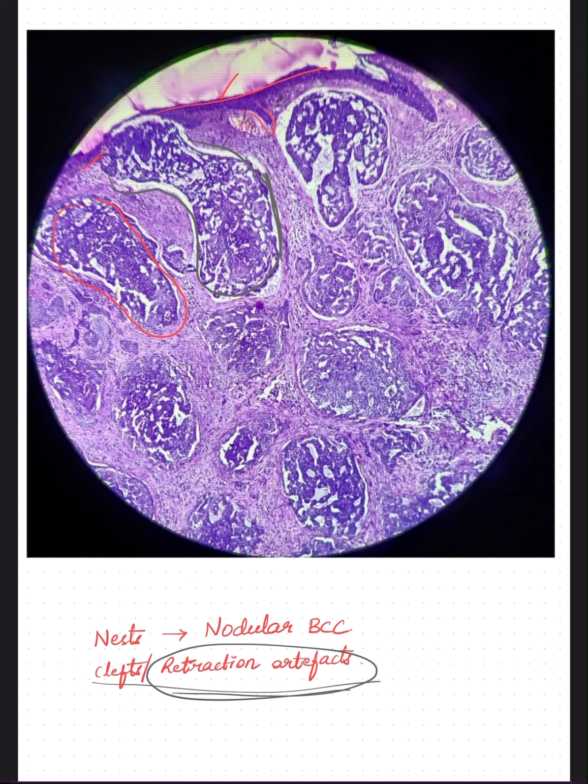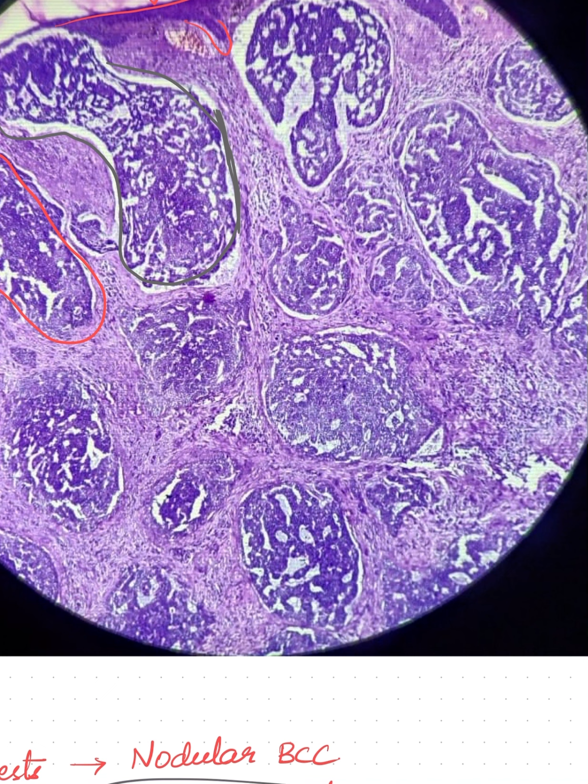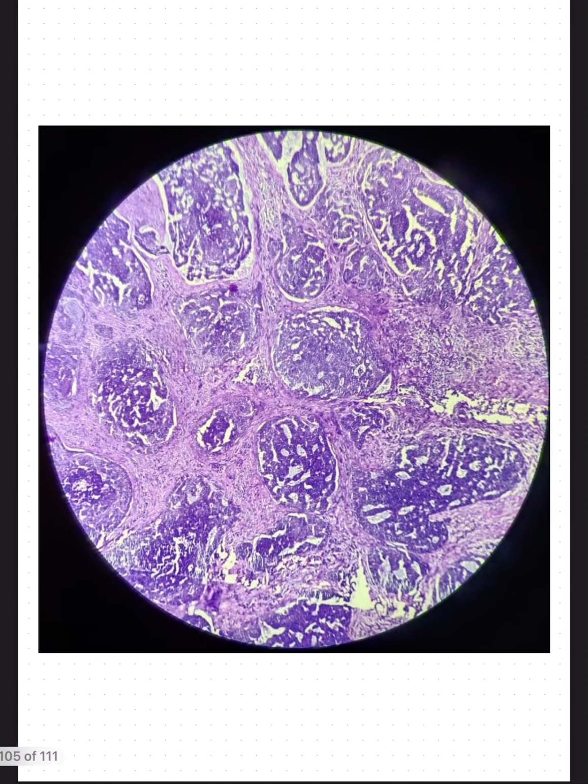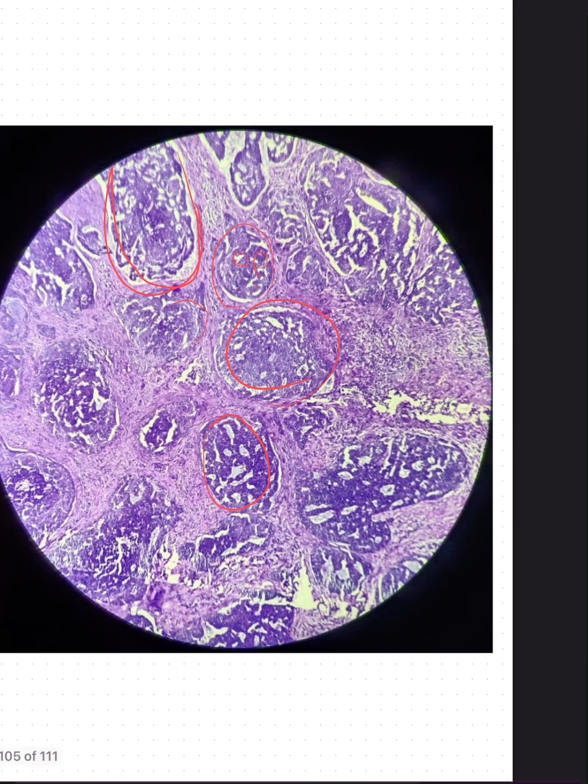Within each nest also, I can find a cribriform pattern. There are gaps within it, and a sieve-like pattern can be appreciated. For example, this is one nest where the cribriform, sieve-like pattern can be appreciated. This is again under low power view showing many such nests, with a cleft retraction artifact between the nest and the stroma, and within the nest also you can find a cribriform pattern.